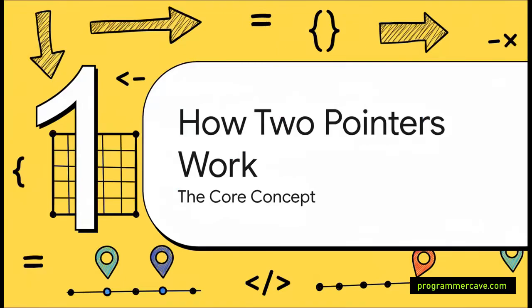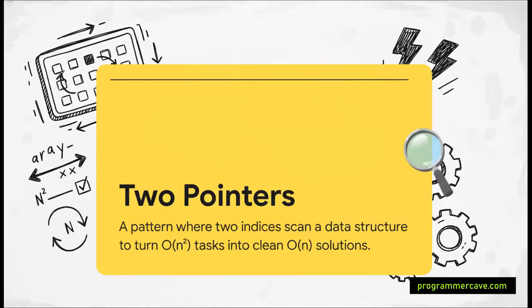Okay, so how does this whole thing actually work? Let's get into the core idea. The basic idea is pretty simple. You take two indices, we'll call them pointers, and you have them scan through your data, like an array, together. They're a team. Instead of that brute force method of comparing every single thing with every other thing, these two pointers work in a really smart, coordinated way to find the answer in a single pass.